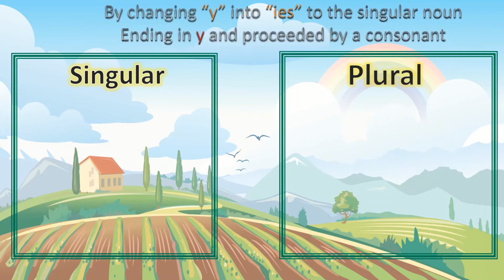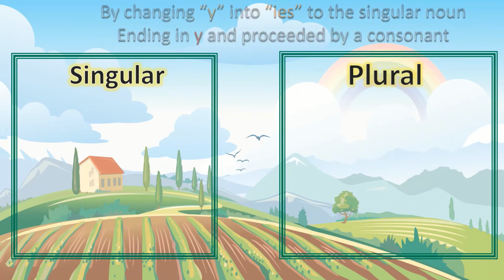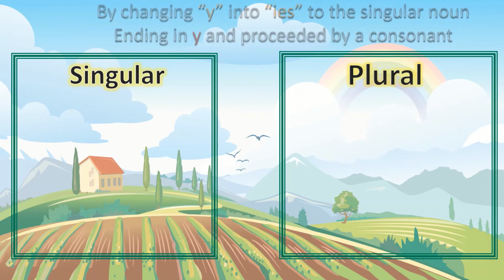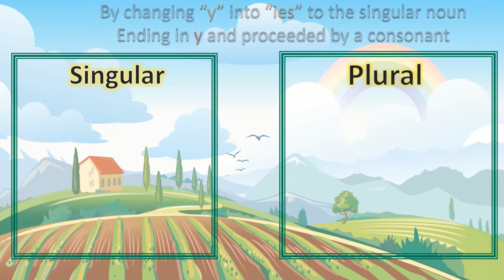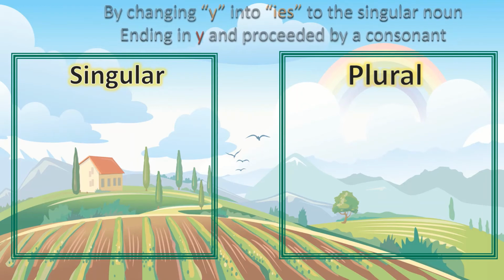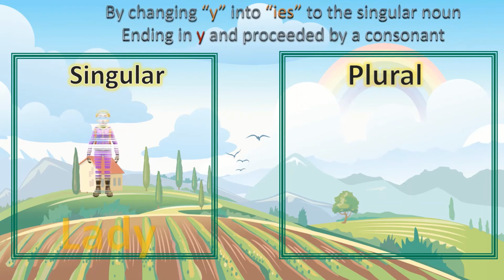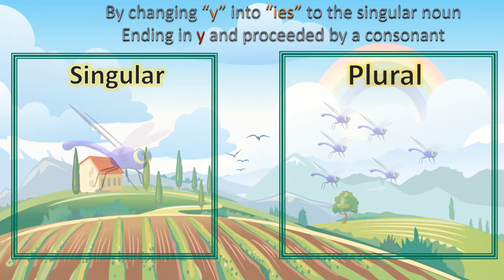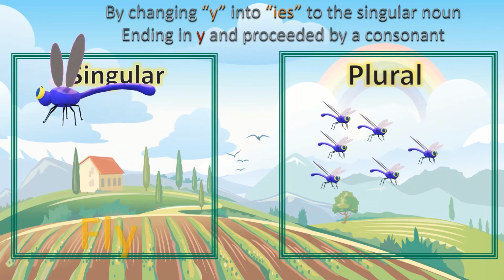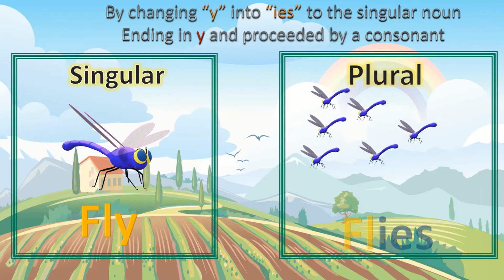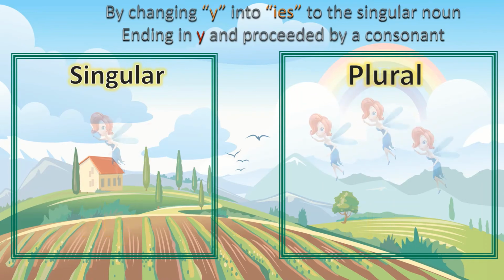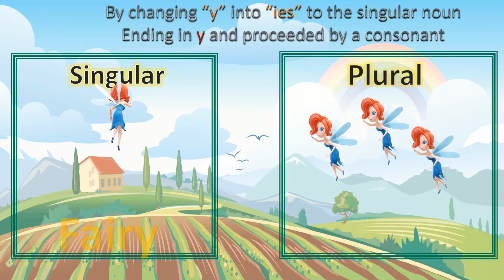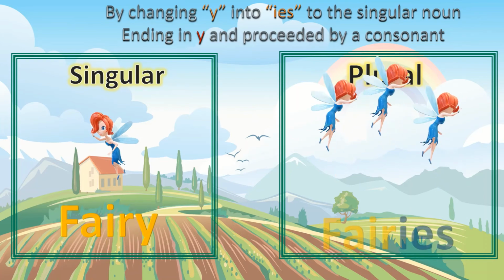Third way is by changing y into ies to the singular noun ending in y and preceded by a consonant. Example: lady, ladies. Fly, flies. Fairy, fairies.